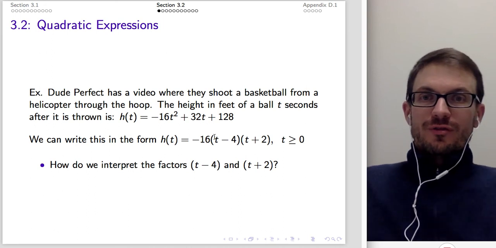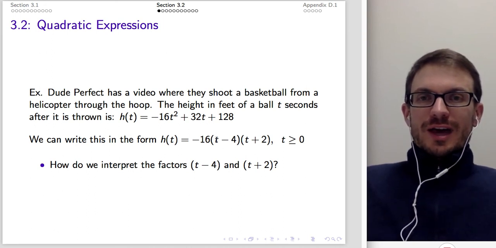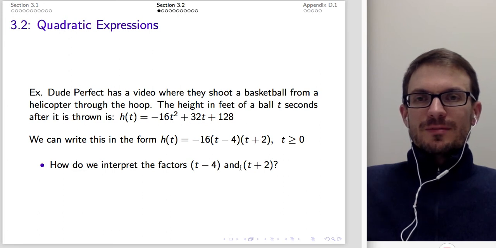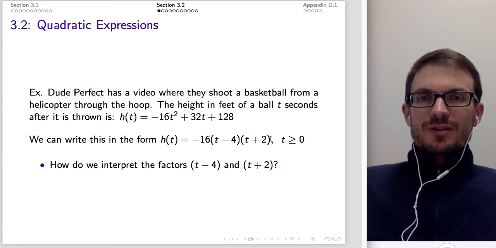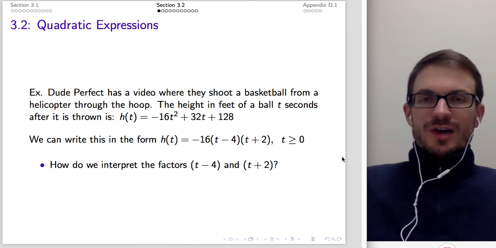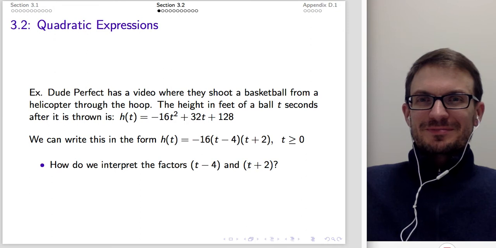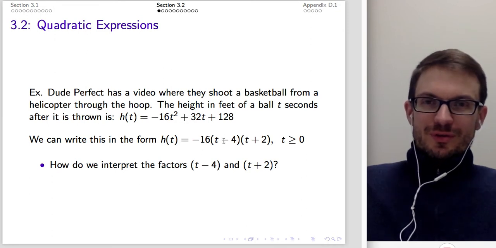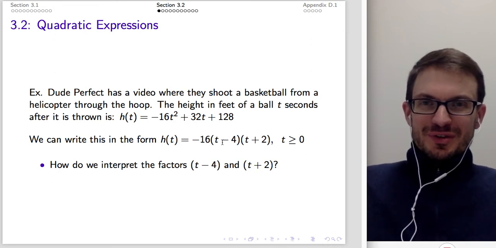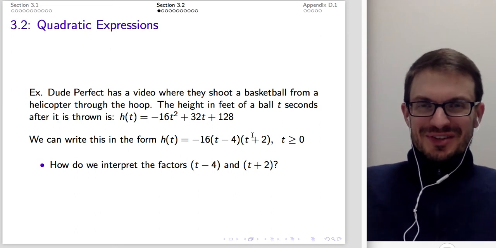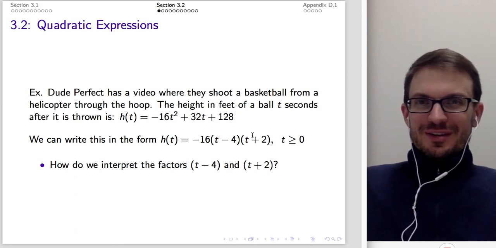Or you could FOIL: first, outside, inside, last. So t squared plus 2t minus 4t plus minus 8. And then multiply the whole thing by minus 16. All right. Anyway, so how do we interpret t minus 4 and t plus 2? Think about that. Well, when t is equal to 4, you get a 0. When t is equal to minus 2, you get a 0, right? So this is going to be when the height is 0.